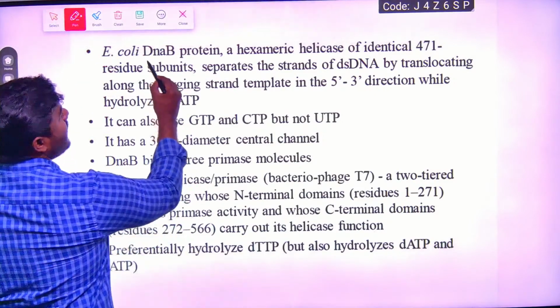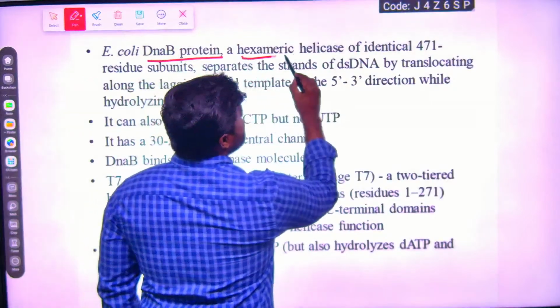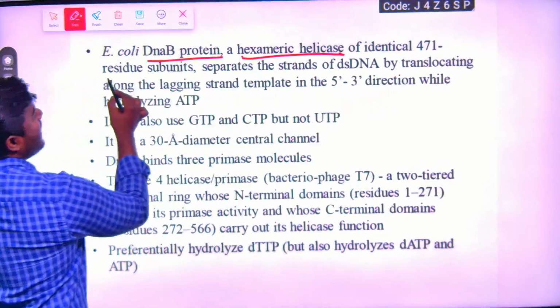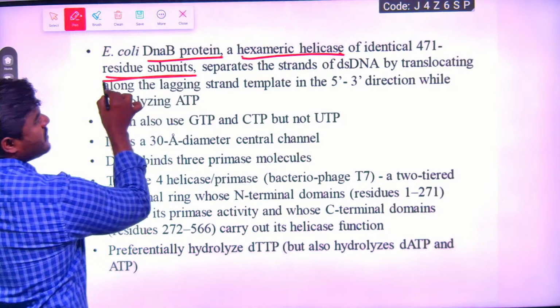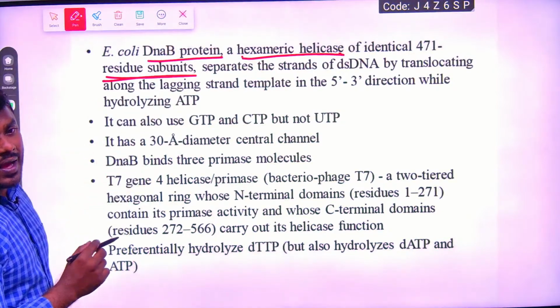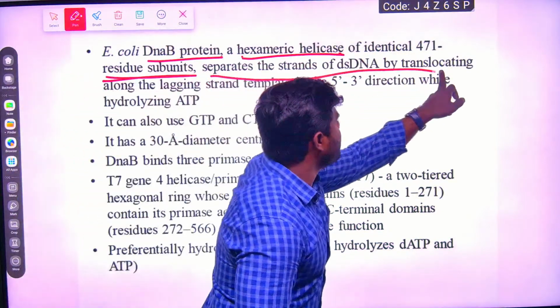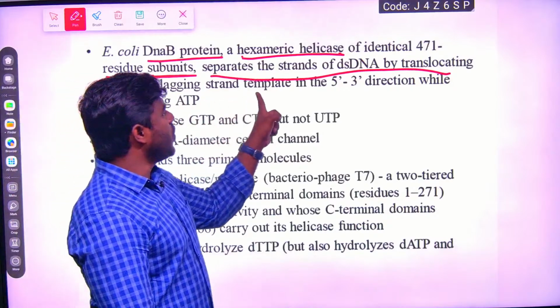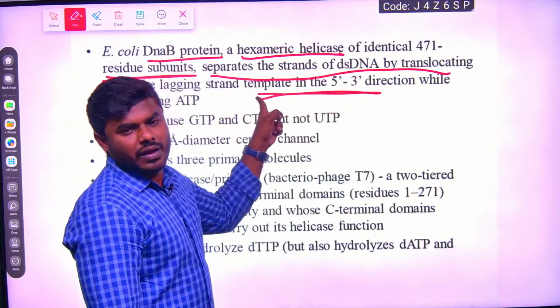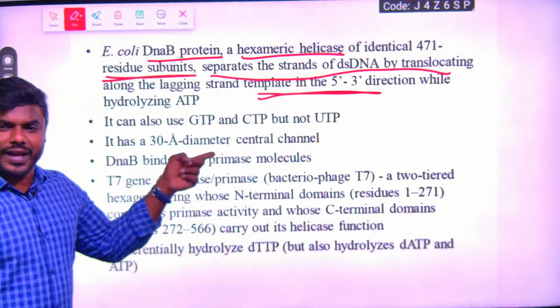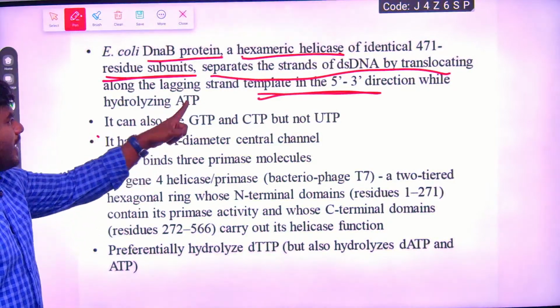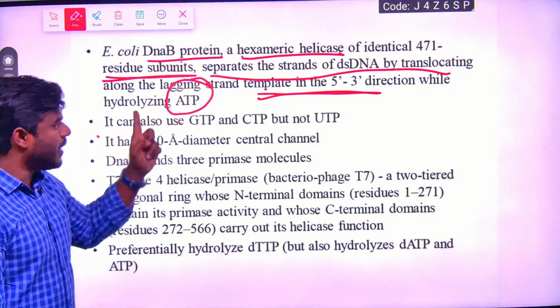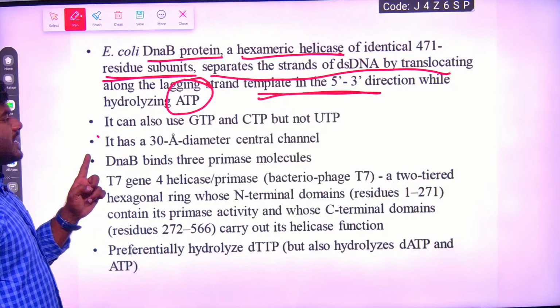E. coli DnaB protein, which is a hexameric helicase of identical 471 residue subunits. What is their function? Opening the double stranded DNA. Very, very, very important for the exam. Helicase always moves in the 5' to 3' direction. Another very crucial point, it is majorly dependent on the ATP, very important for the exam.